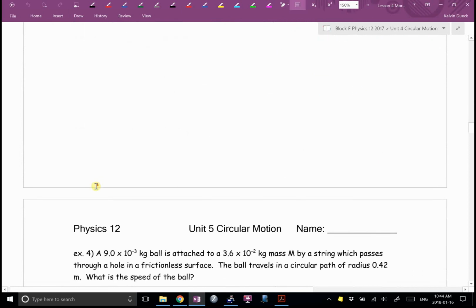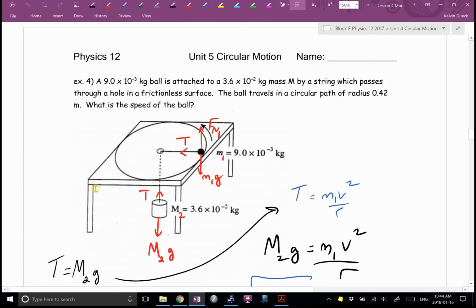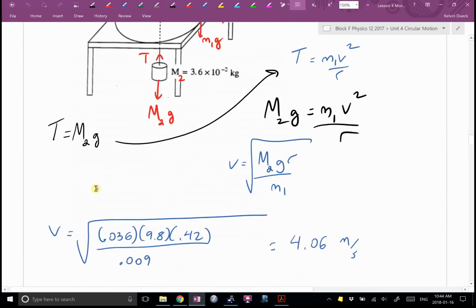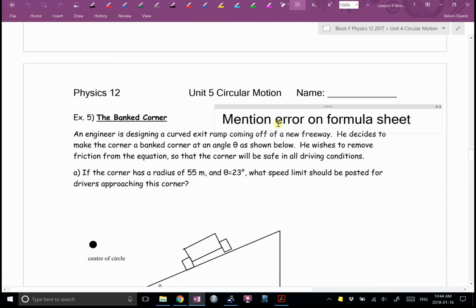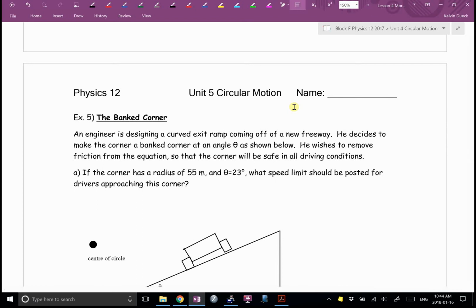Then we looked at another application where we had a string on the end of a mass, and we were spinning it around, and that was pretty cool, too. And this is where we got to mention error on formula sheet, so I did that. I like example 5. Example 5 is a nice question.